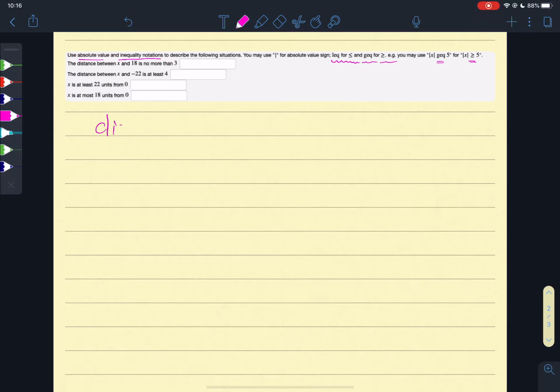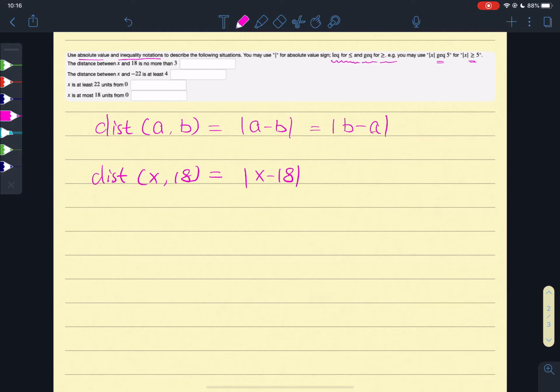So when you try to describe the distance between 2 points A and B, you're basically having either the absolute value of A minus B or the absolute value of B minus A. So the idea of describing the distance, we can use absolute value expression. So the first problem, which asks what's the distance between the points x and 18, it's up to you how you want to write it. It's either the absolute value of x minus 18 or the other way around. So let's just stick with the first one.